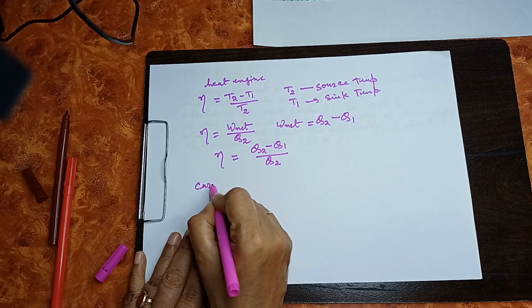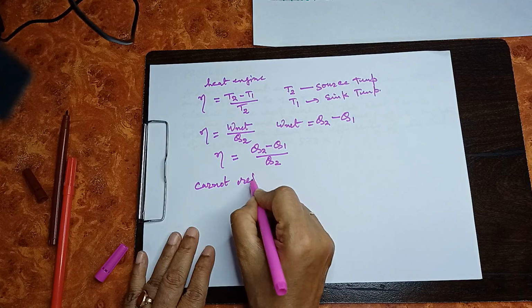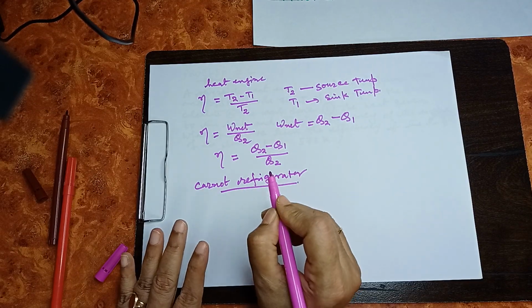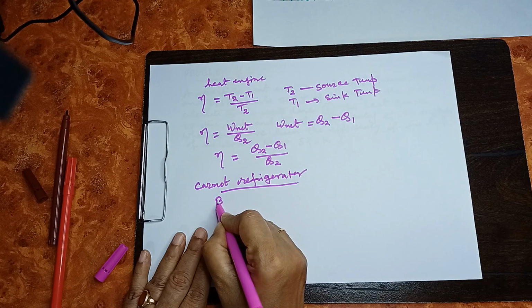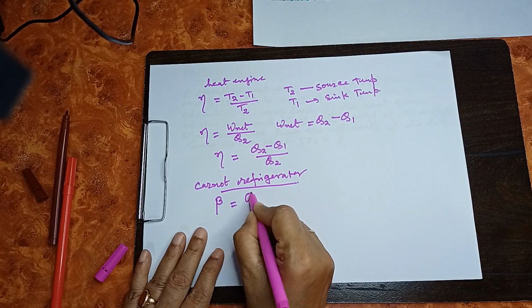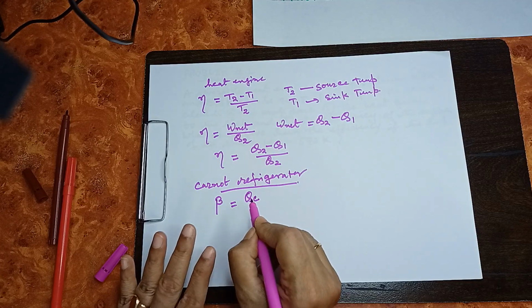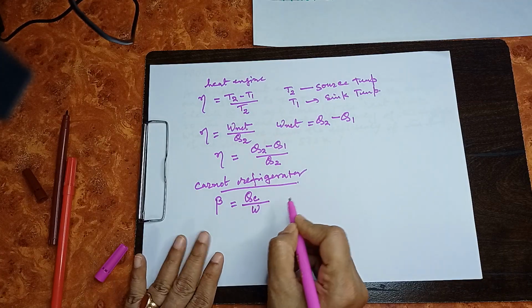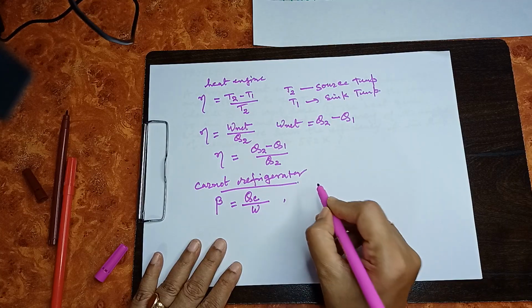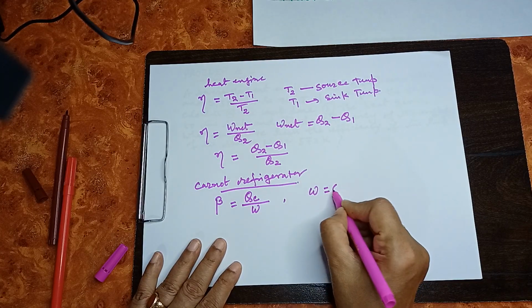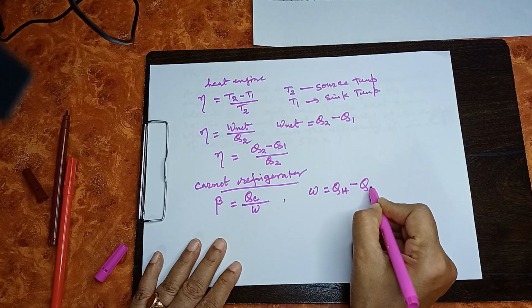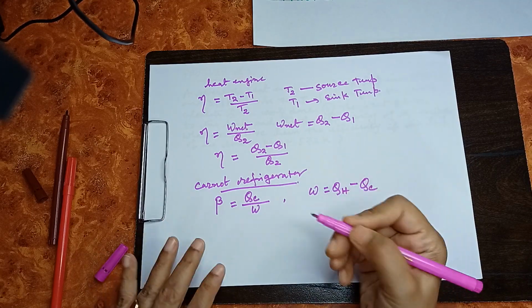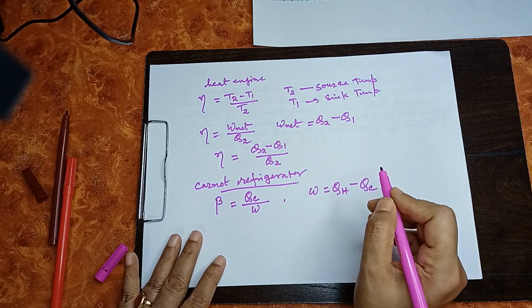Now, the Carnot refrigerator. For a Carnot refrigerator, the coefficient of performance beta is equal to QC, the heat taken from the cold bath, divided by W, the work done on it. And W is equal to QH minus QC, where QH is the amount of heat released to the hot bath or high temperature heat reservoir.